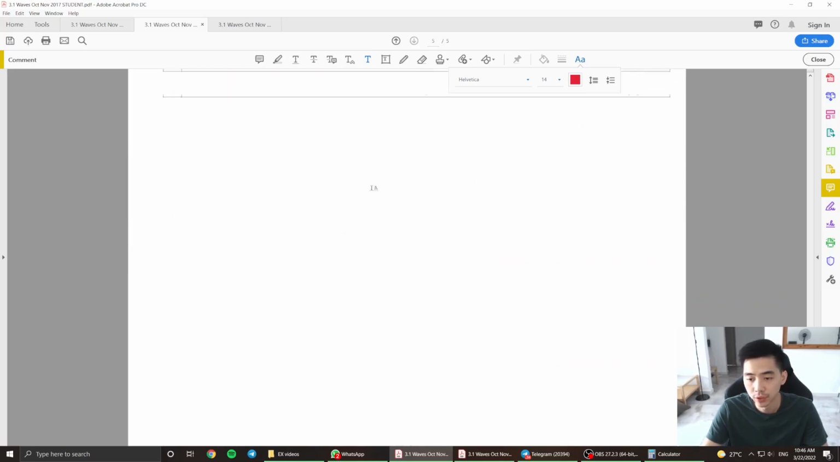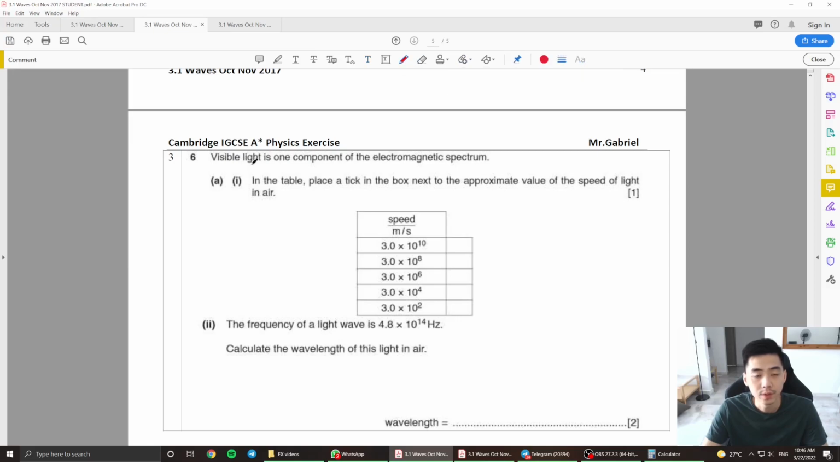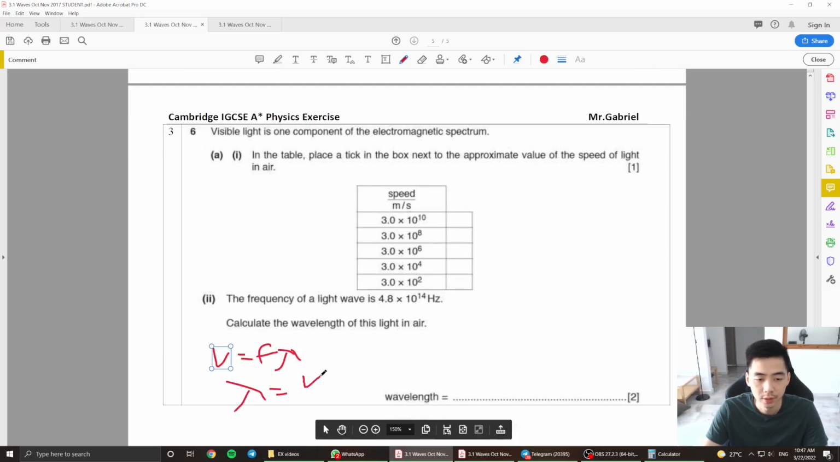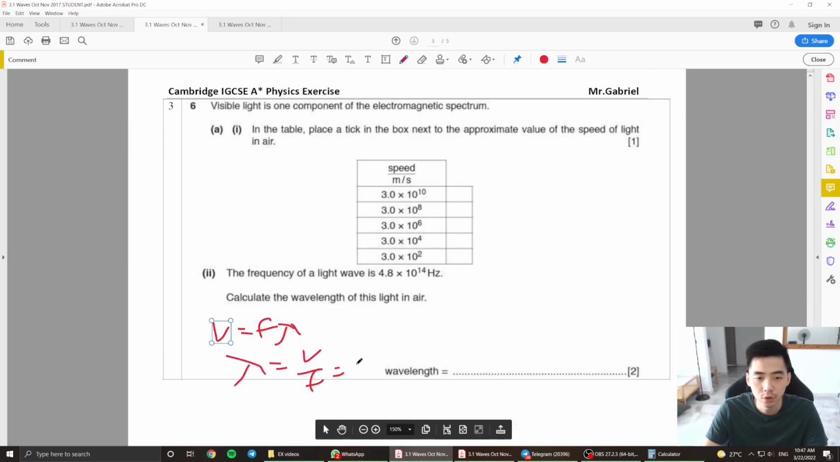Then moving on to the last part here. Visible light is one component of the electromagnetic spectrum in the table. Place a tick in the box next to the approximate value of the speed of light in air. The frequency of a light wave is 4.8 times 10 to the power of 14. Calculate the wavelength here. v equals f lambda. Lambda will be equal to v over f, which is going to be light, 3 times 10 to the power of 8 meters per second, divided by the frequency, which is 4.8 times 10 to the power of 14.